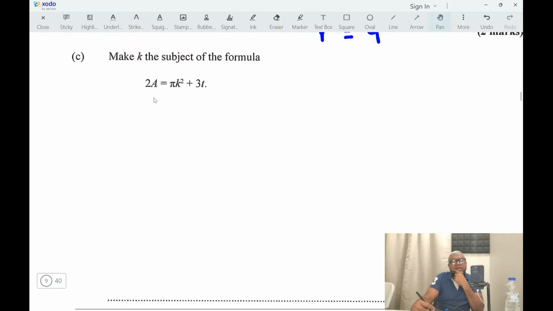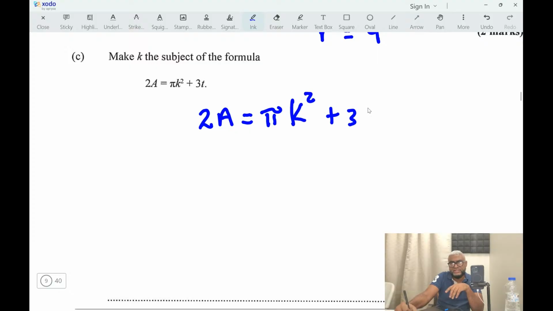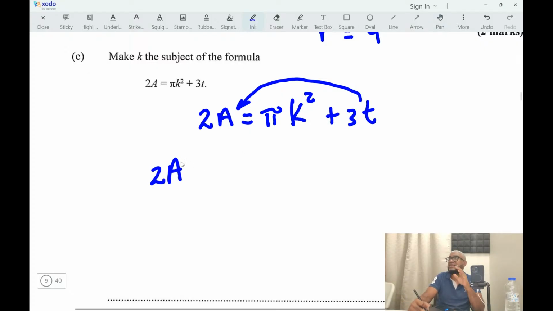So we go in here. Make k the subject of the formula. We have 2a equals pi k squared plus 3t. If I want to make k the subject, I want to move everything around k. So I'm going to take this 3t and carry it here. You're going to do the opposite of add, which is to minus. 2a was there, 2a did not go anywhere. You put back that 2a minus 3t, and this is going to be equal to pi k squared.